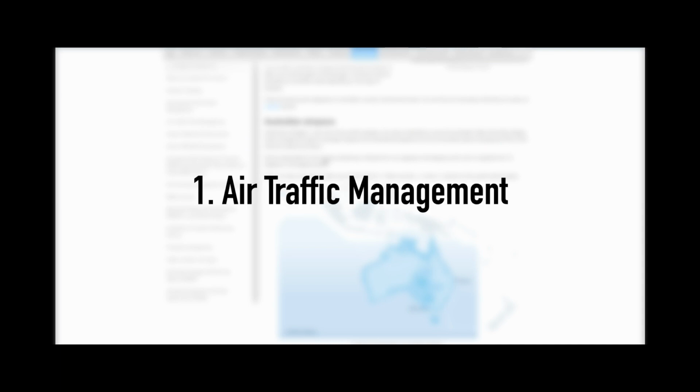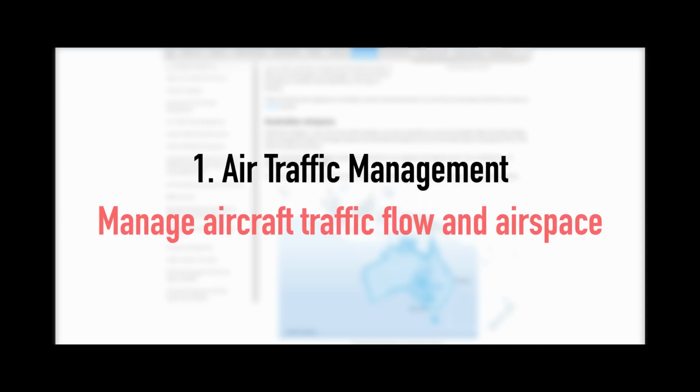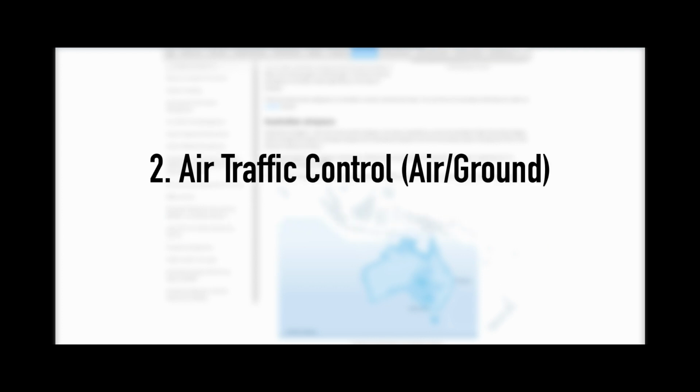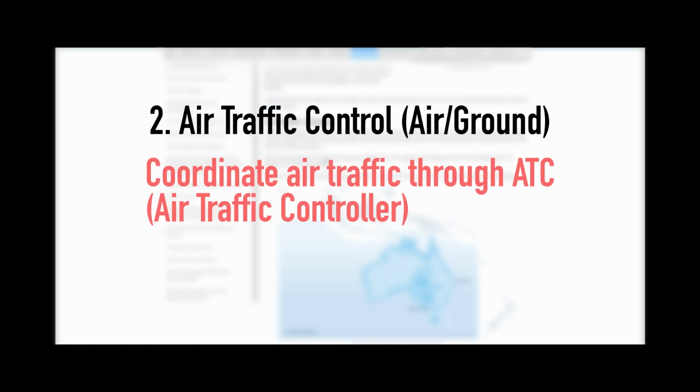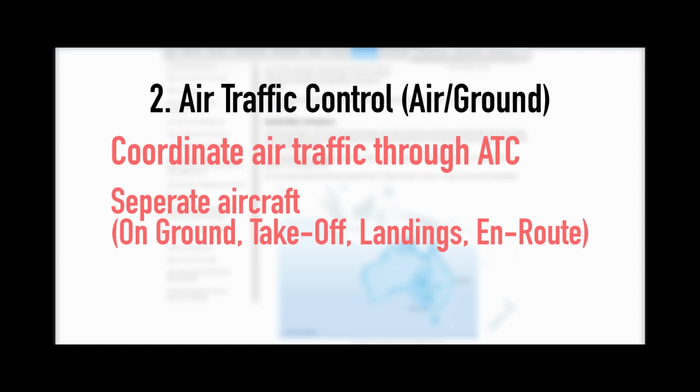They have two main responsibilities. The first one, air traffic management. They need to manage aircraft traffic flow and the airspace they are looking after. The second, air traffic control, both in the air and on the ground. They need to coordinate air traffic in airspace mainly through ATC, or air traffic controllers, and separate aircraft as they fly in and out, also at airports, such as takeoff and landings, as well as separate aircraft during en route.